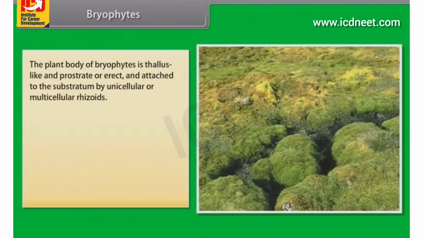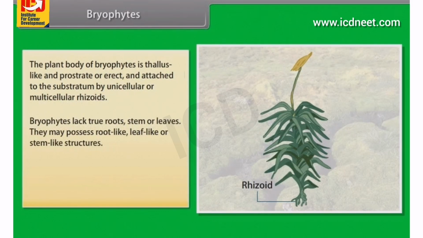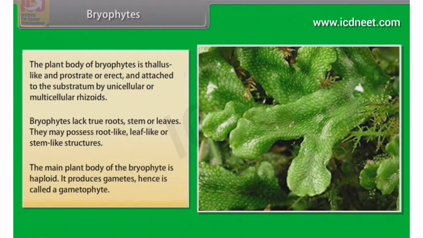The plant body of bryophytes is thallus-like and prostrate or erect and attached to the substratum by unicellular or multicellular rhizoids. Bryophytes lack true roots, stem, or leaves. They may possess root-like, leaf-like, or stem-like structures. The main plant body of the bryophyte is haploid. It produces gametes, hence is called a gametophyte.